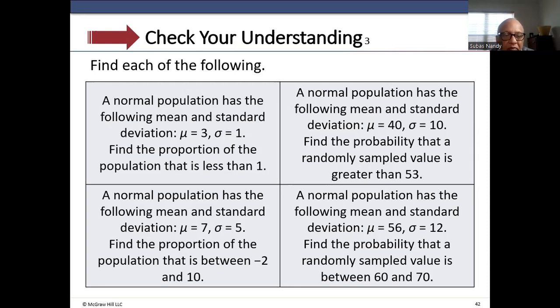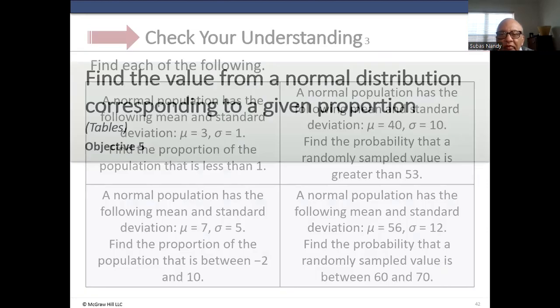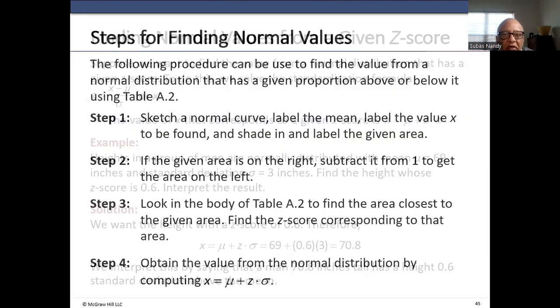So there is a 0.0968 or there is a 9.68% chance that the sample value will be greater than 53. Okay. Tables we are not going to use.